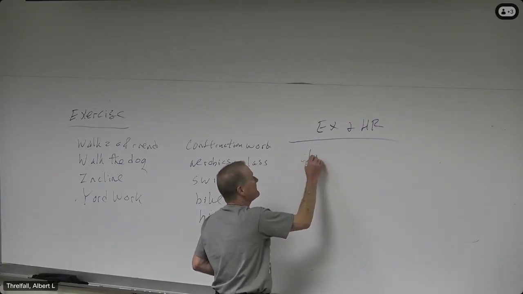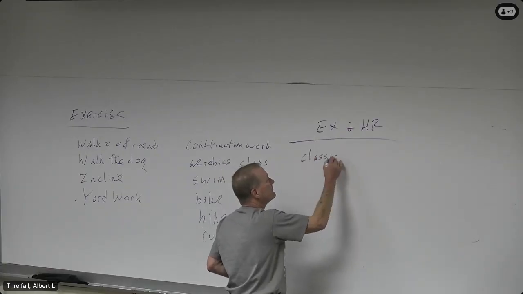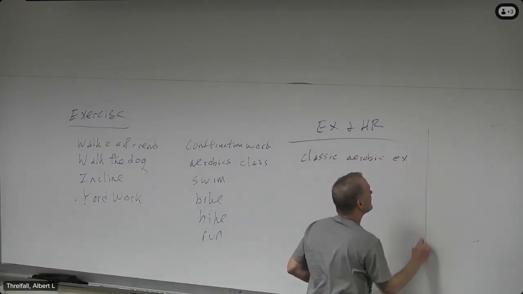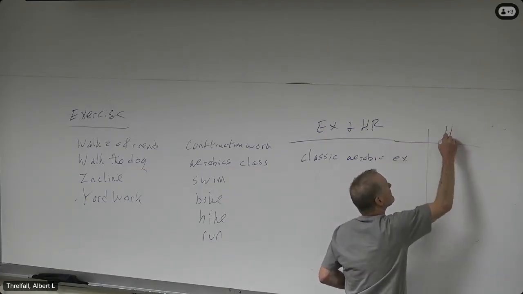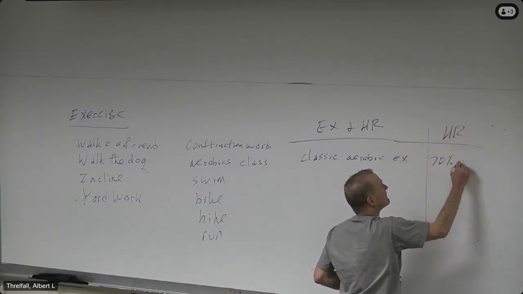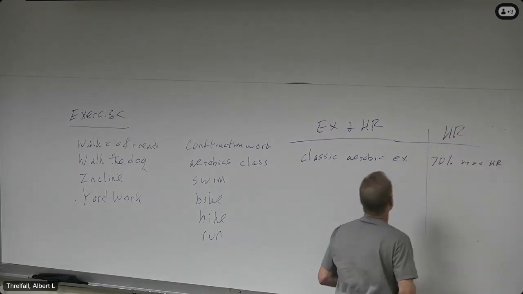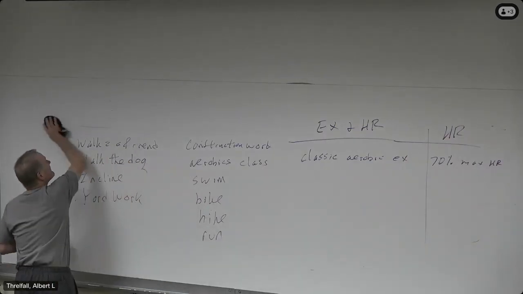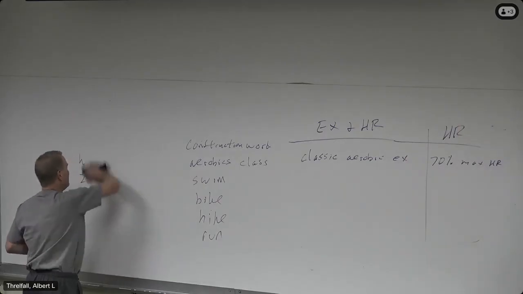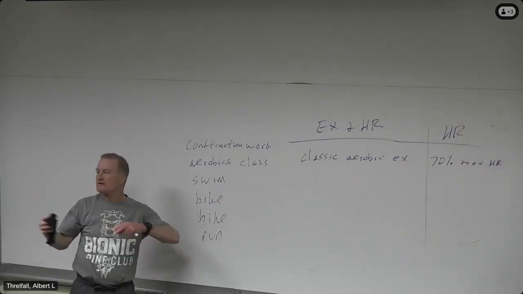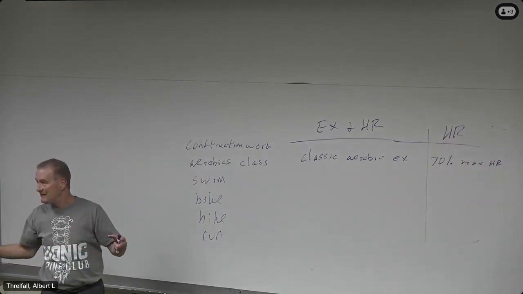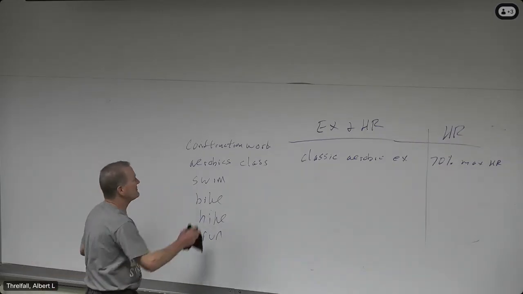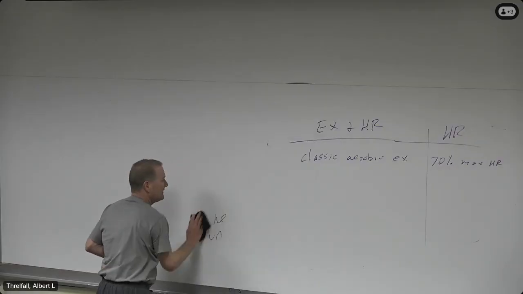So your classic aerobic exercise was to be done at 70% of your maximum heart rate. What Kenneth Cooper suggested. So the charts on the wall in the gyms, any gym, the owner's manual that comes with an elliptical, a stair climber, a rowing machine, a treadmill, anything. They're all based on this.